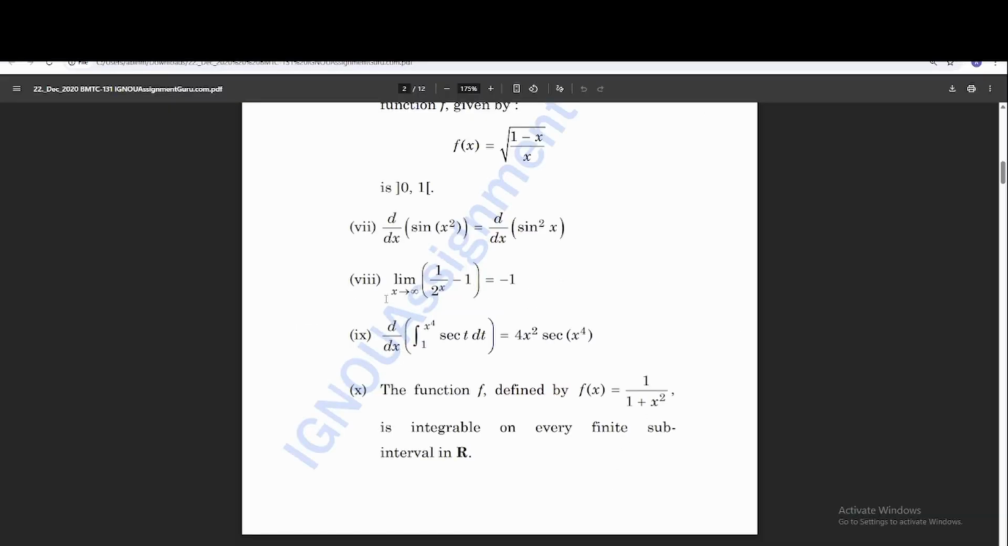So the next question is the eighth question. Limit of x tends to infinity of 1 by 2 raised to x minus 1 is equal to minus 1. We want to check whether this statement is true or false.